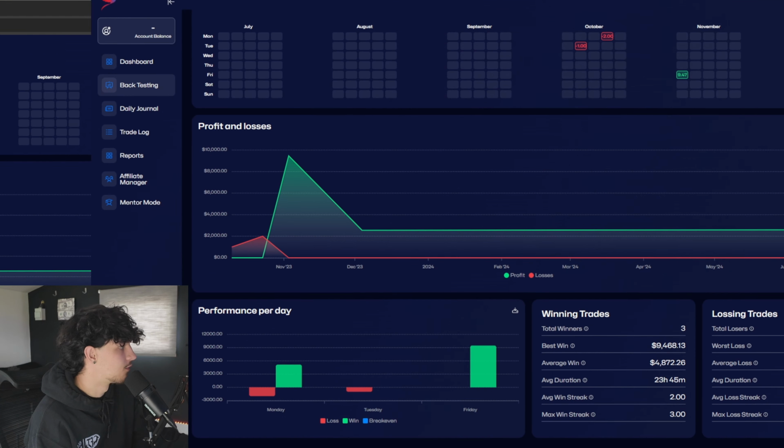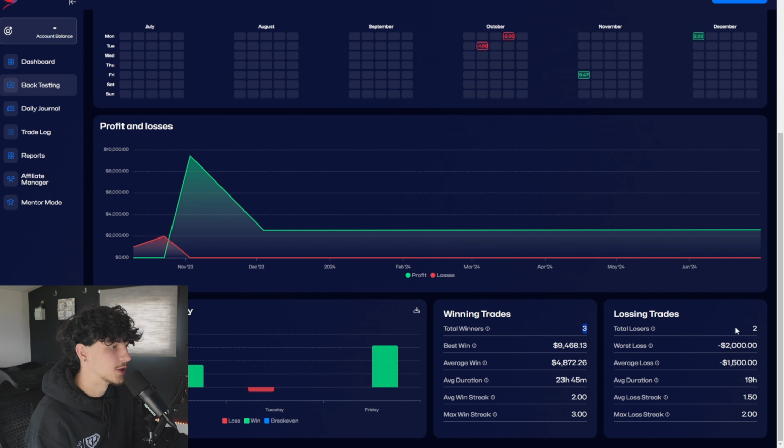If I just move that over to the right a bit, you can see we have our winning averages for the day. So on Monday, we usually lose 2,000 and make 5,000, etc. Tuesdays, we might not trade anymore. And Fridays was our most profitable day. And as you can see, total winners is 3, total losers is 2, etc. It gives you all this information.